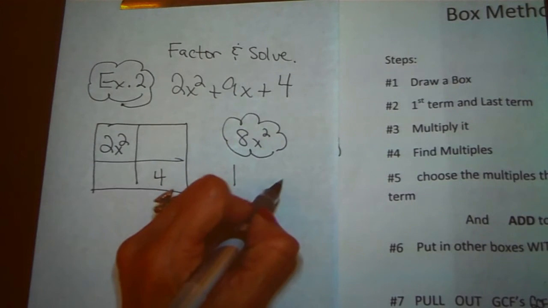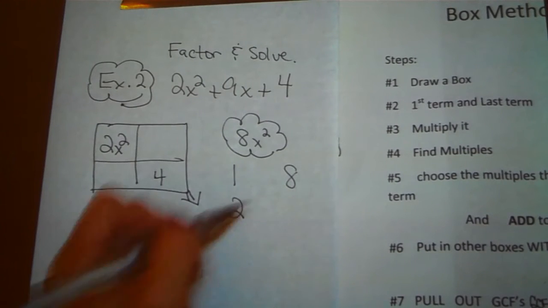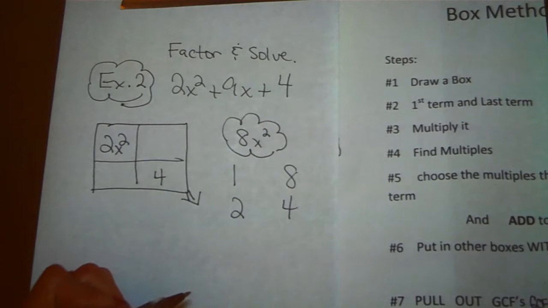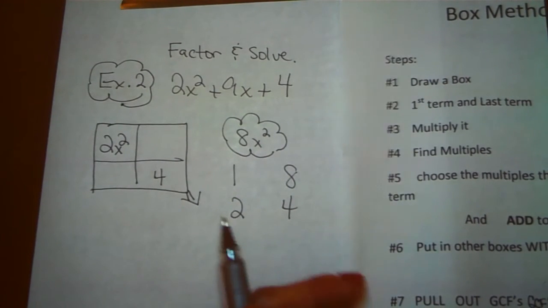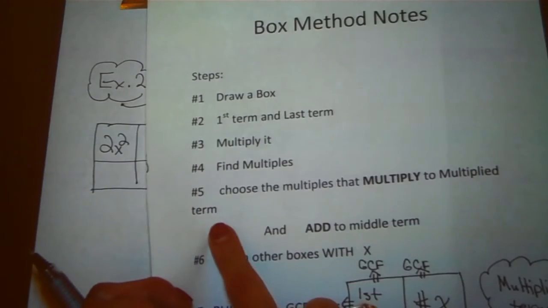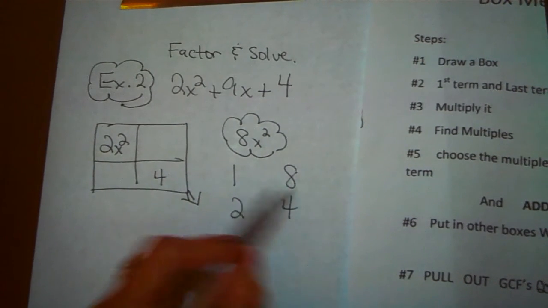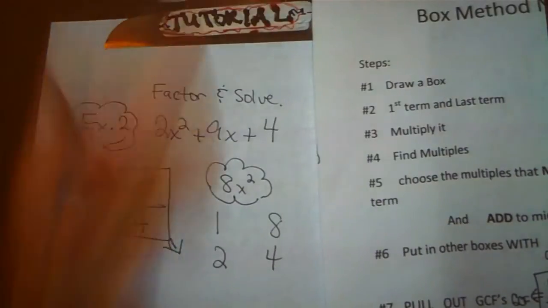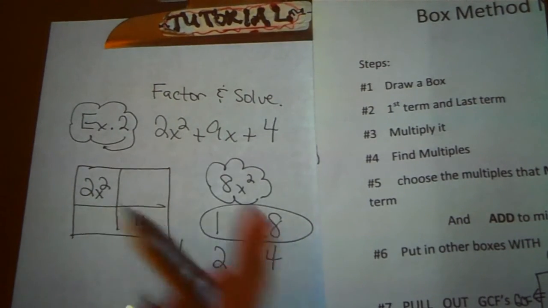1 times what gives me 8? 8. 2 times anything give me 8? Yes, 4. 3? No. 4, right back at it. So we're done. Now, step 5 is my big step, remember. We have to choose the multiples that multiply to the multiply term and add to the middle term. So choose one that multiplies to 8 and also adds to the middle term, which is 9. 1 and 8 does, because 1 plus 8 is 9 and 1 times 8 is 8.